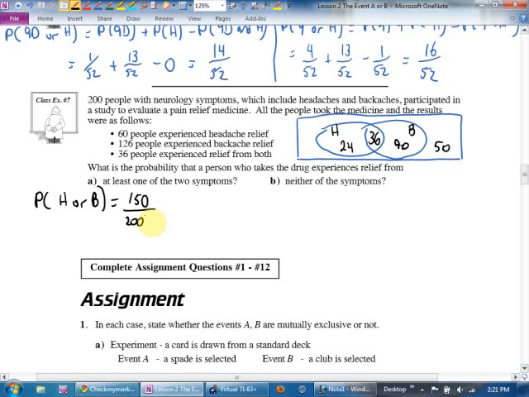What are the odds that it didn't work for you? Now, how would I write this? I would write this as not A or B. That's the abbreviation for neither. And it's 50 out of 200. So we've thrown a lot at you: terminology and Venn diagrams and the OR equation.